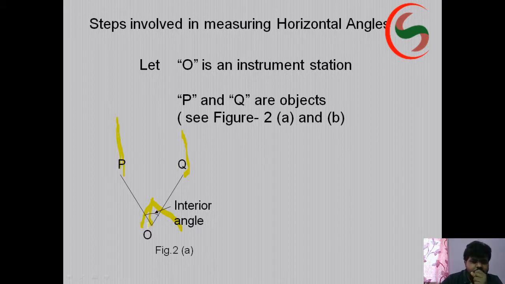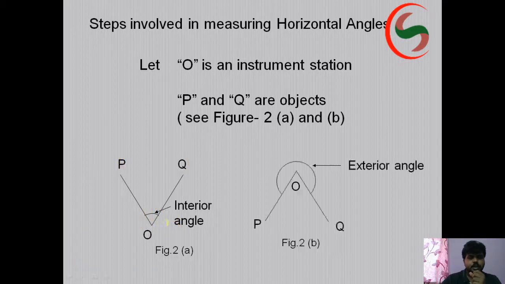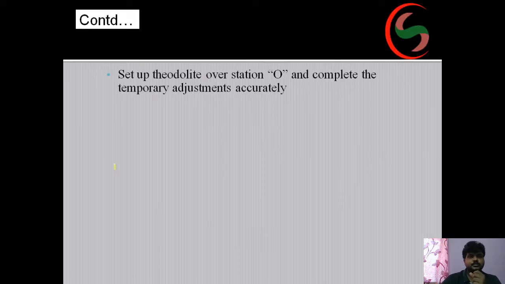We are not supposed to go to point P or Q to calculate the angle. Just staying here, you can measure the angle. Now this is the exterior angle and this is the included angle, right? Now first what you have to do, set up the theodolite over station O and complete the temporary adjustments accurately.